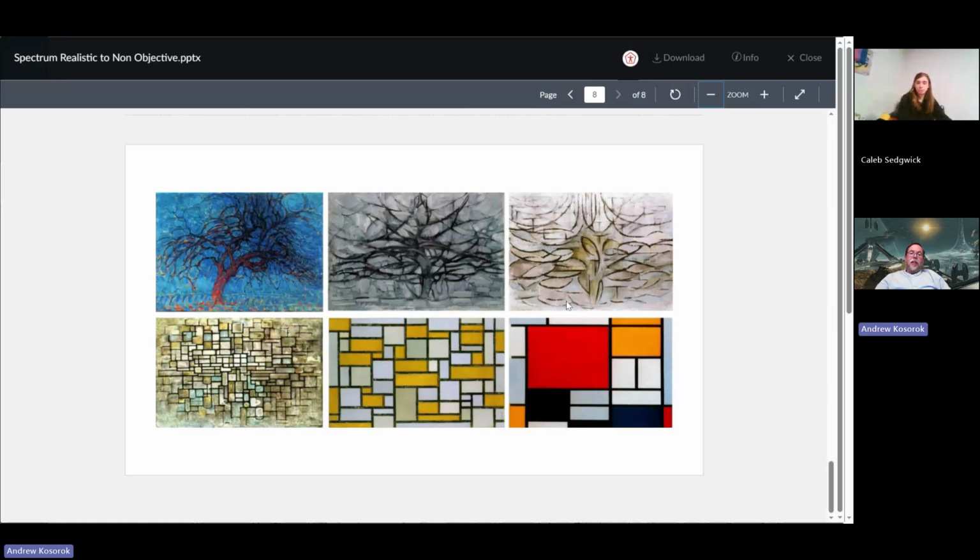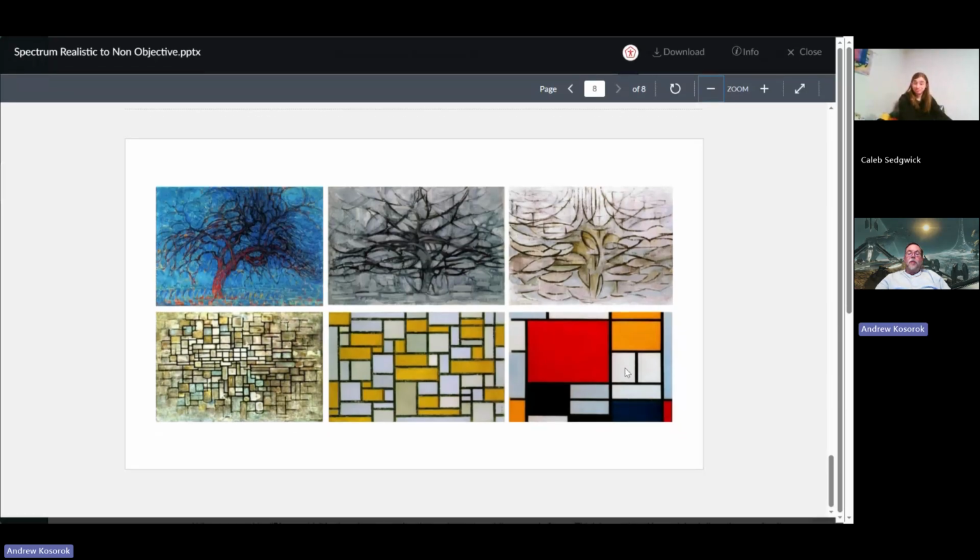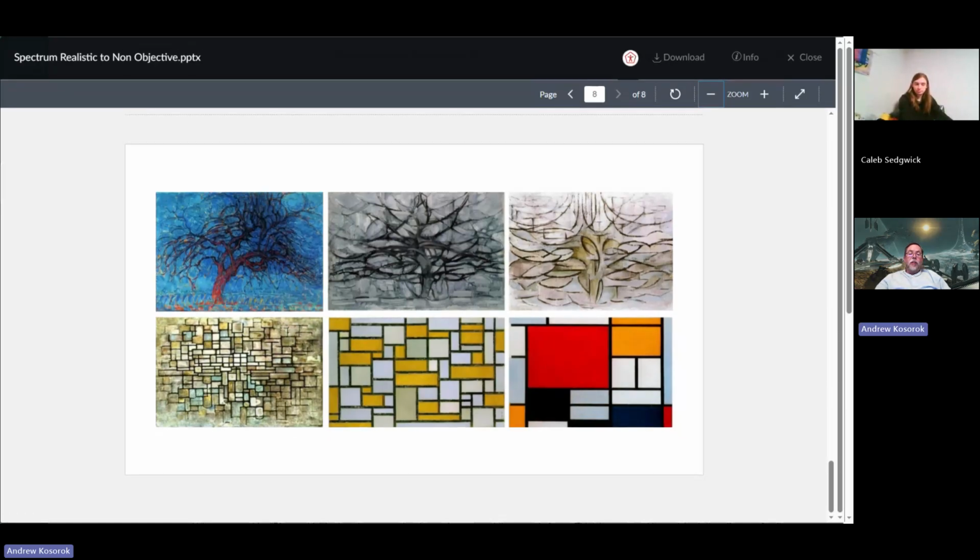But if you don't have that context, you look at this, you'd say, oh, yeah, that's very much not objective, because that's what it looks like. It doesn't look like anything in the real world. But in Piet Mondrian's mind, he's still working with trees and landscapes. I just think stuff like that is really fascinating.